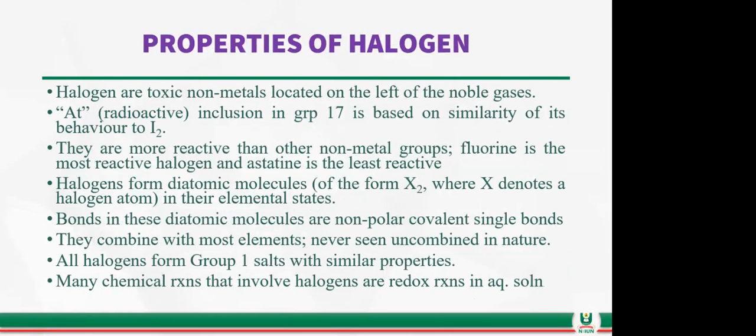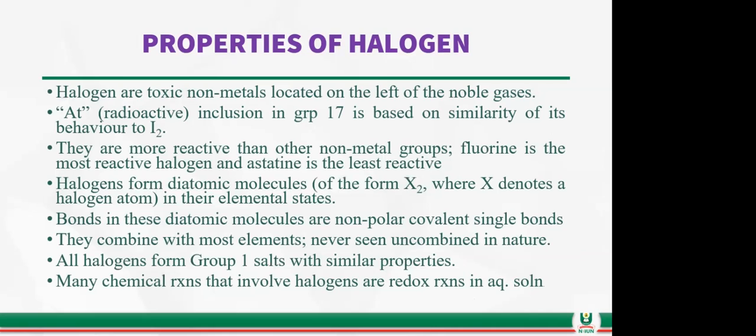Properties of halogens. Halogens are toxic non-metals located on the left-hand side of the noble gases. They are actually the class that precedes the noble gases, because the noble gases are the last class of the main group elements.